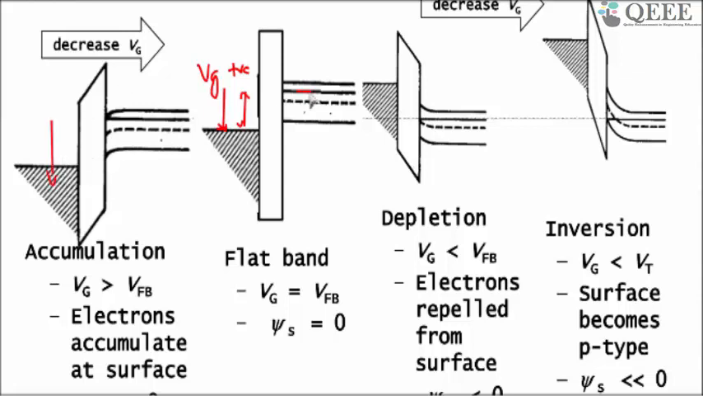Now you can see in this case this band is bending downwards. It's trying to follow the VG. Here it was flat. Now you can see there is a bending inside the oxide and there is a bending in the semiconductor. So that means there is a field here, and there is a field here.